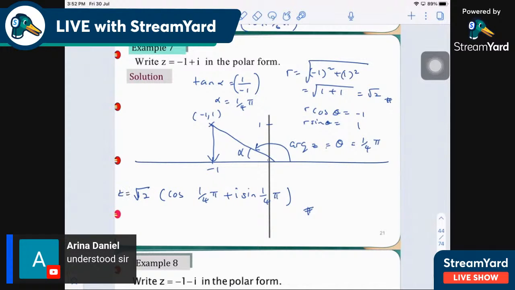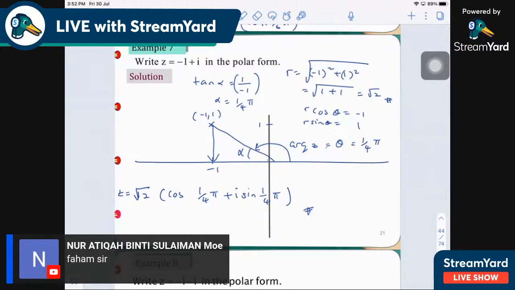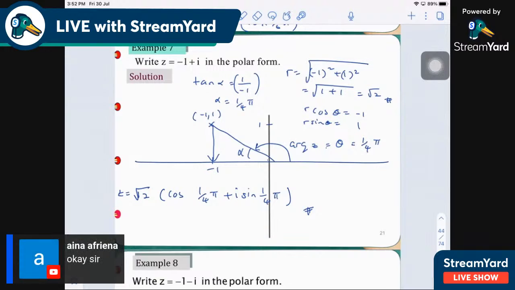Okay. Yasmin, betul jawapan you tadi. Sorry, saya lambat nampak chat anda. Saya harap anda semua okey lah. Dekat YouTube itu ada 38 orang. Saya harap semua okey. Zoom pun ada 71 orang. Okey, ada lebih kurang 109 orang kat sini lah.